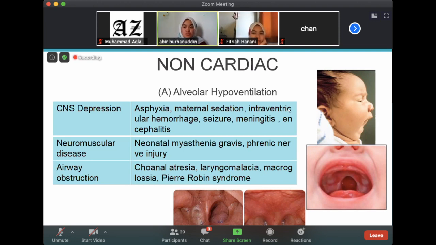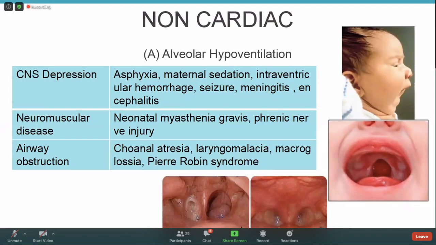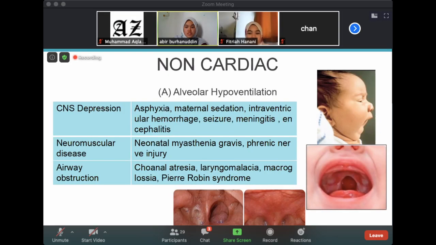cyanosis. In the picture at the lateral side, you can see a Pierre-Robin syndrome patient. Pierre-Robin syndrome is classically described as a triad of mandible hypoplasia. You can see they have a small mandible, or in medical terms, micrognathia. The second in the triad is glossoptosis, which is posterior displacement of the tongue. This glossoptosis can cause airway obstruction and can lead to cyanosis. And the third can also cause airway obstruction. In Pierre-Robin syndrome, we can observe a U-shaped cleft palate. This is the pathognomonic sign of Pierre-Robin syndrome.